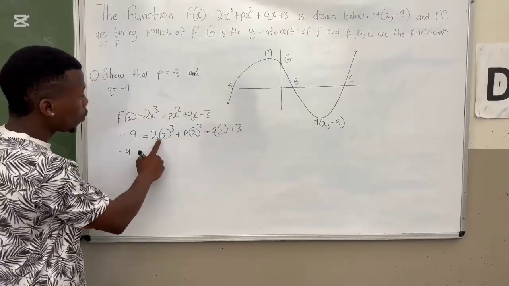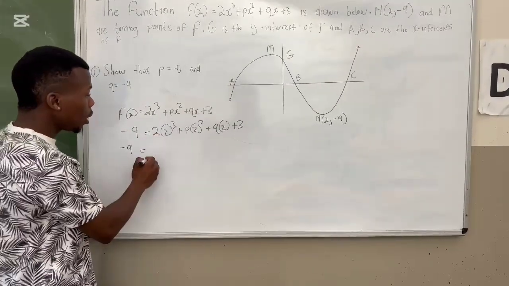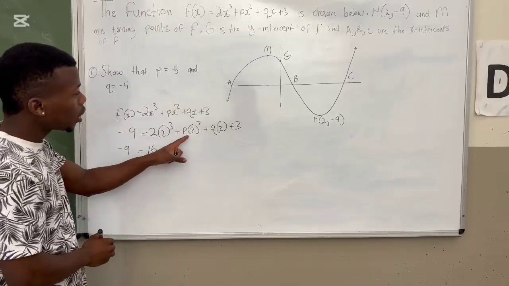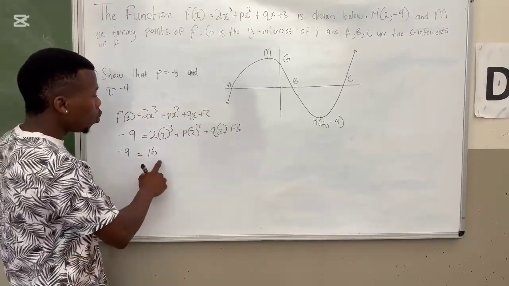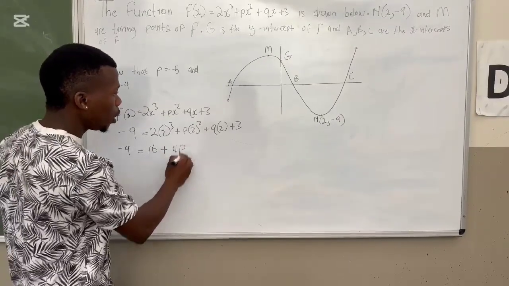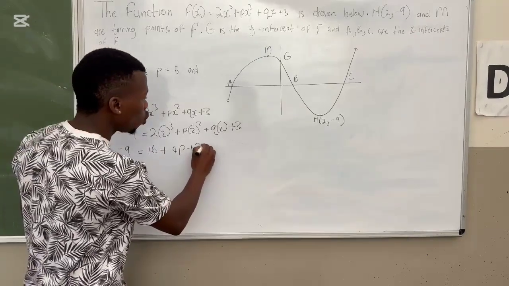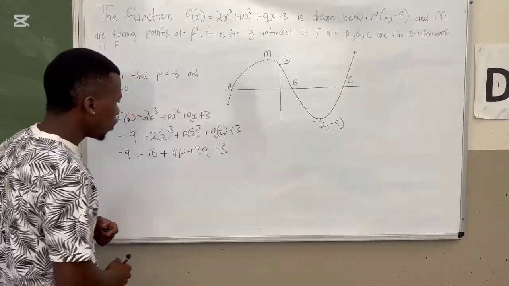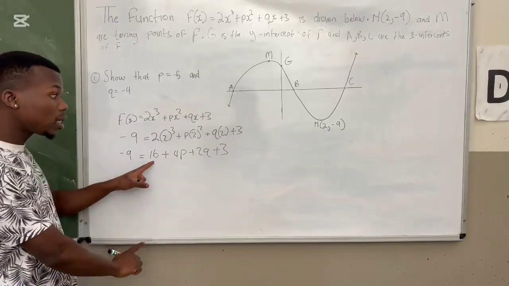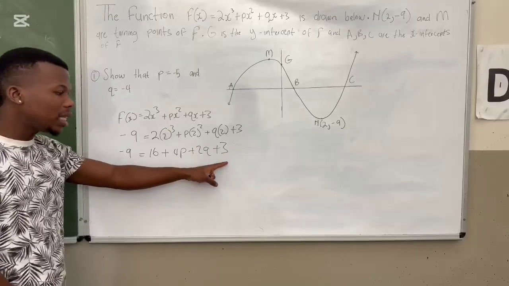2 cubed is 8. 8 multiplied by 2 is 16, meaning we have 16 here. And then here we have p multiplied by 2 squared, which is plus 4p. And then here I have q multiplied by 2, which is 2q, plus 3. Remember that I'm going to check for the like terms, meaning that I have -9, 16, and 3. What is 16 plus 3? 16 plus 3 is 19.